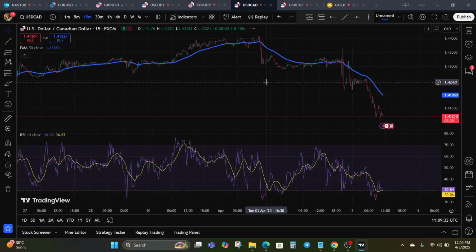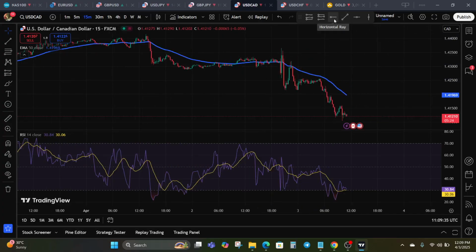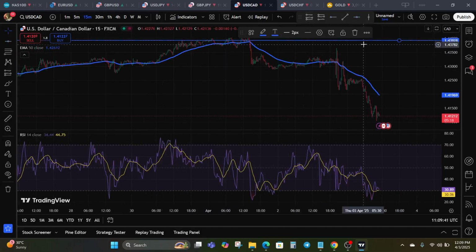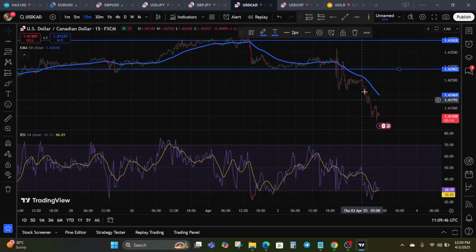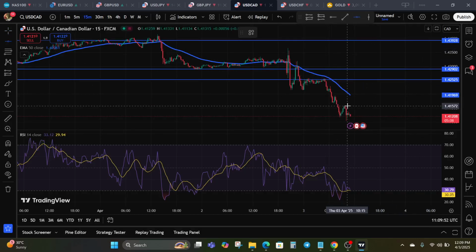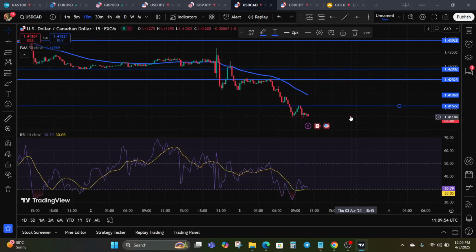And then we're also going to be making use of support and resistance zones. The support and resistance zones help to refine trade entries.